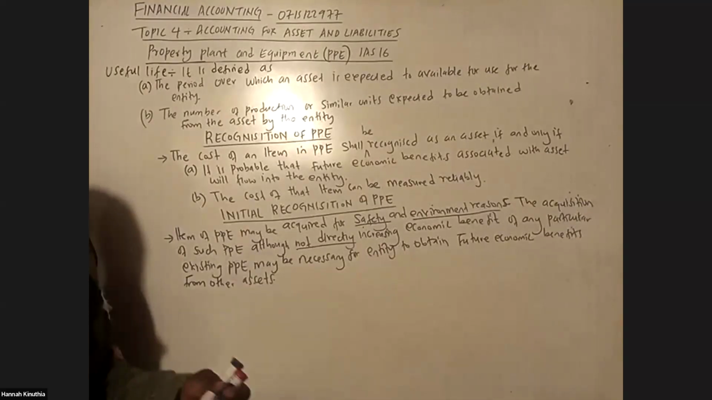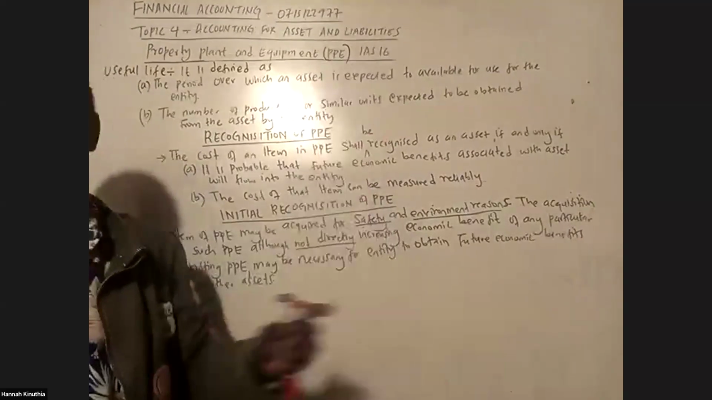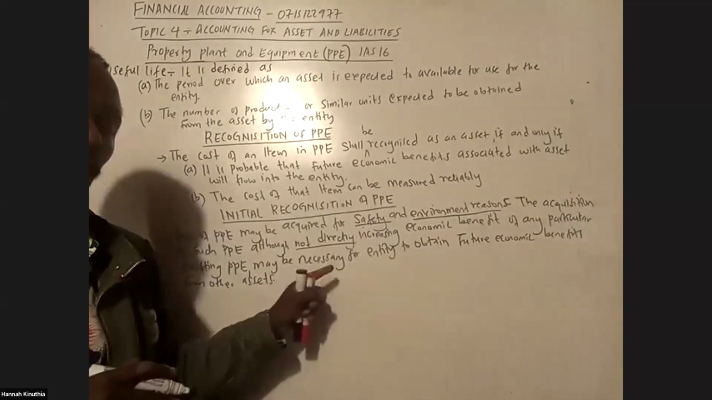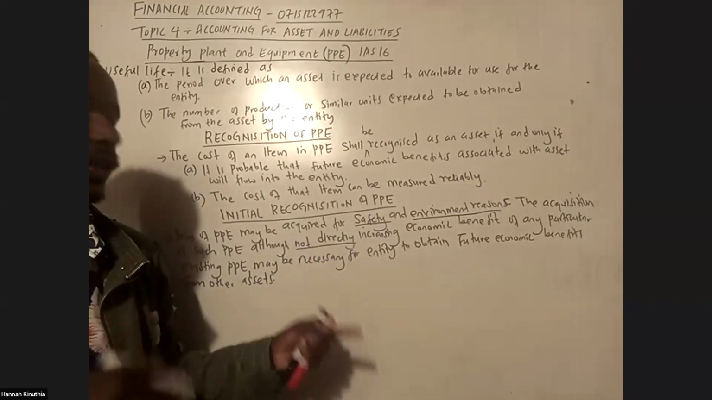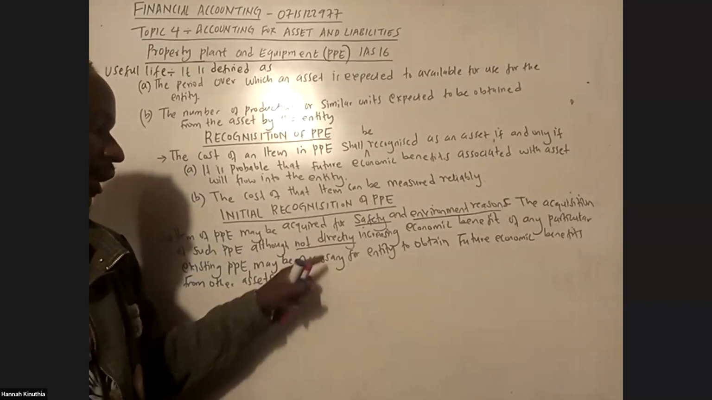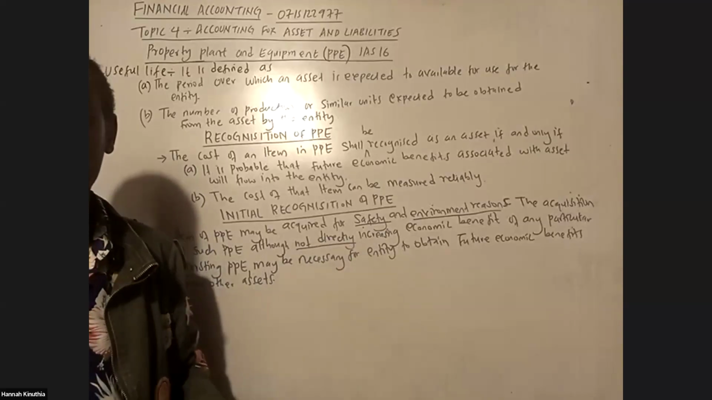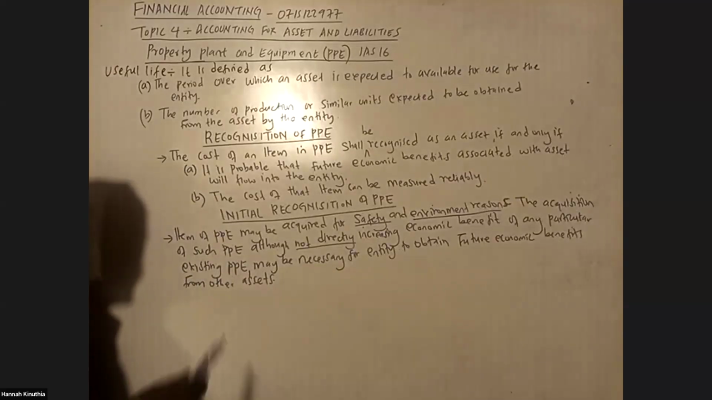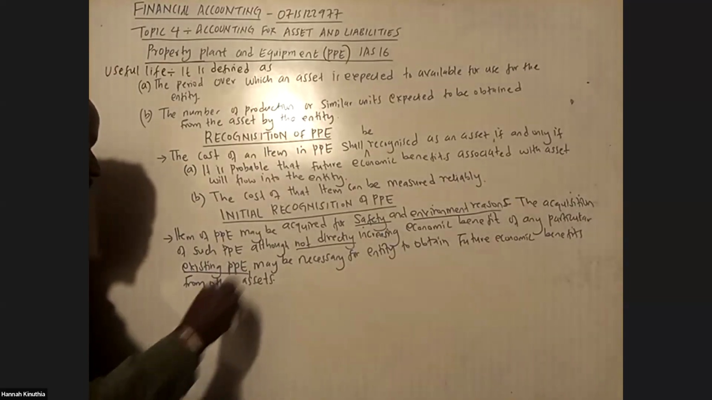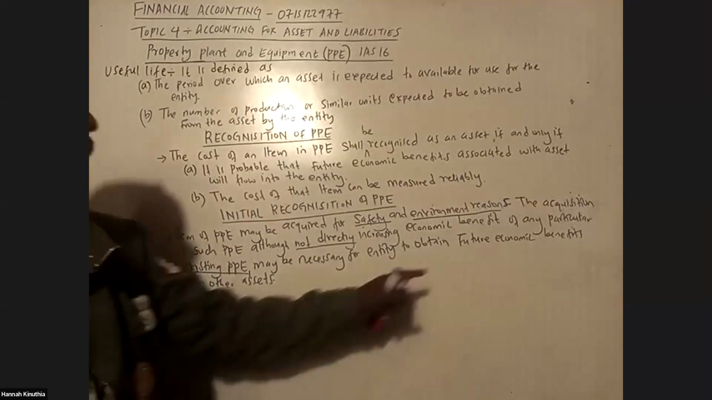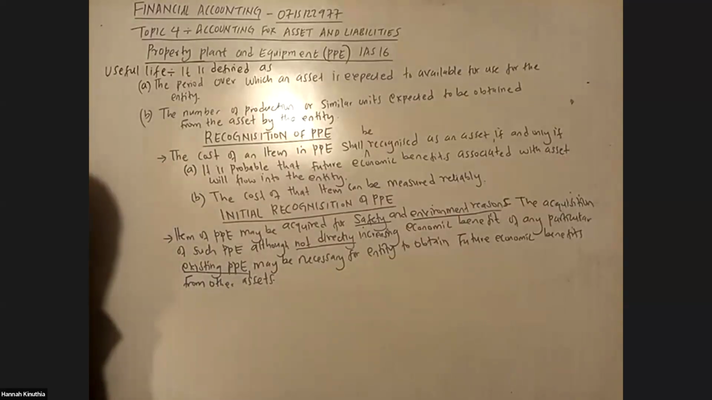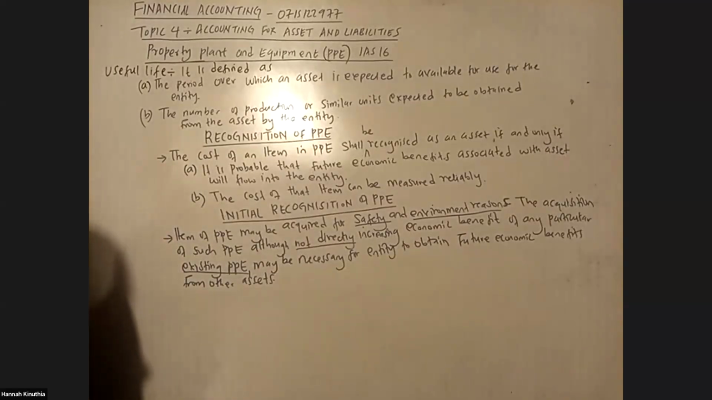For example, if they acquire an asset to reduce pollution in the environment, that form of PPE is acquired purposely to reduce pollution, but it does not directly help in increasing the economic benefit of that entity. In that case, it will be reasonable for that company to use the existing PPE to obtain future economic benefits from the other assets. But that asset shall be recognized as PPE.